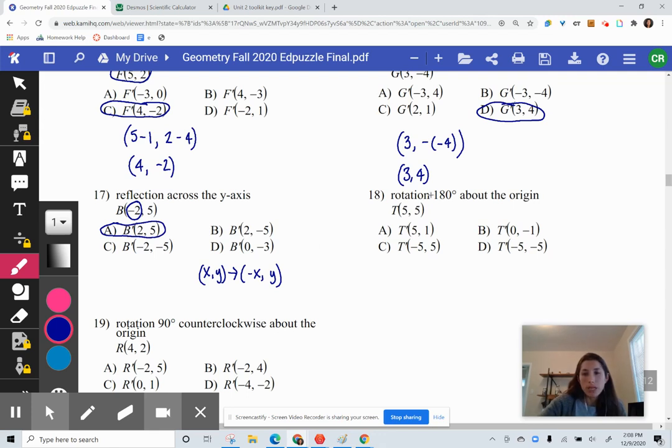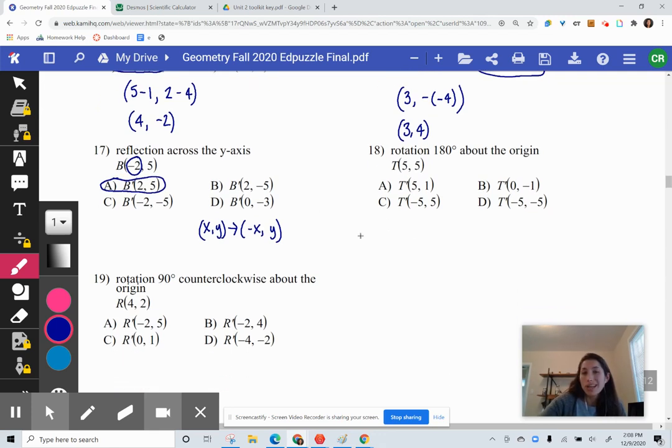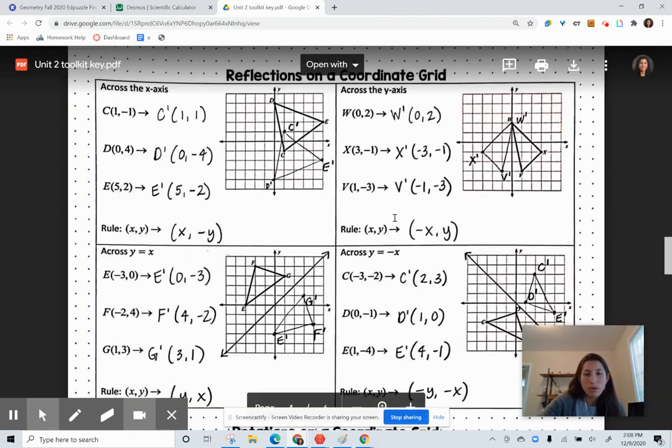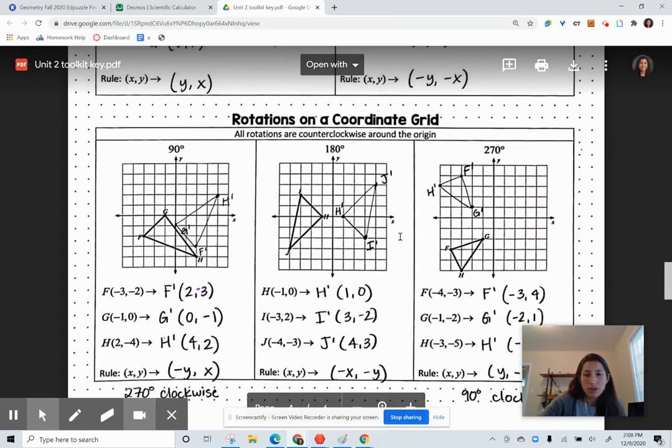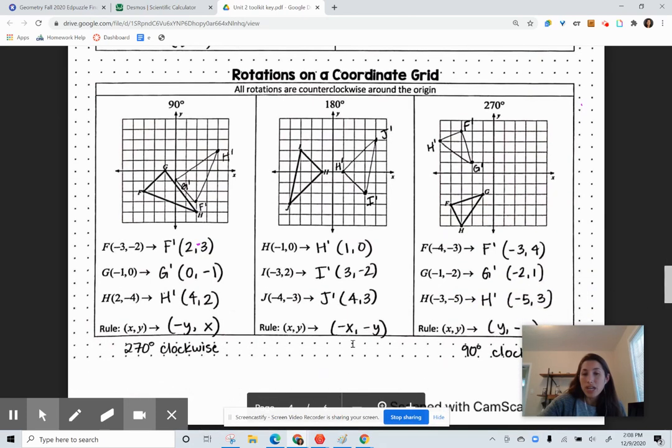And then we have 2 rotations. Rotating 180 degrees doesn't really matter if we go clockwise or counterclockwise. So our rotation of 180 degrees is basically changing the sign of both x and y.